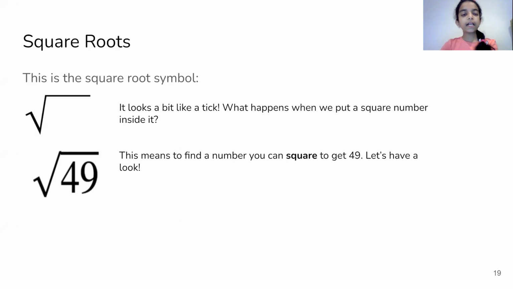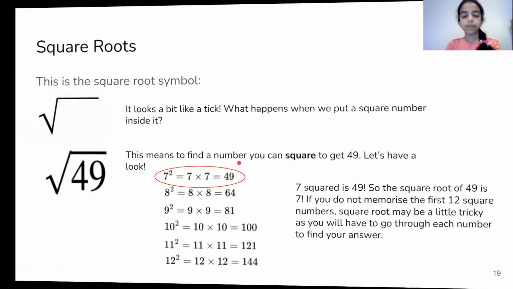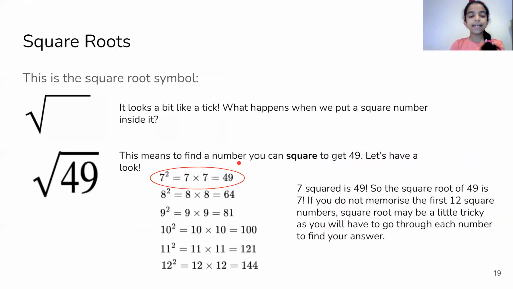So it looks a little bit like a tick, but what happens when we put a square number inside? So we put 49, which is a square number. So this means you need to find a number you can square to get 49. So let's have a look. I've got some of my square numbers here. Let's try and see what number you can multiply by itself to get 49. And I've circled it. It's 7. 7 times 7, or 7 squared, is 49. So the square root of 49 is 7.